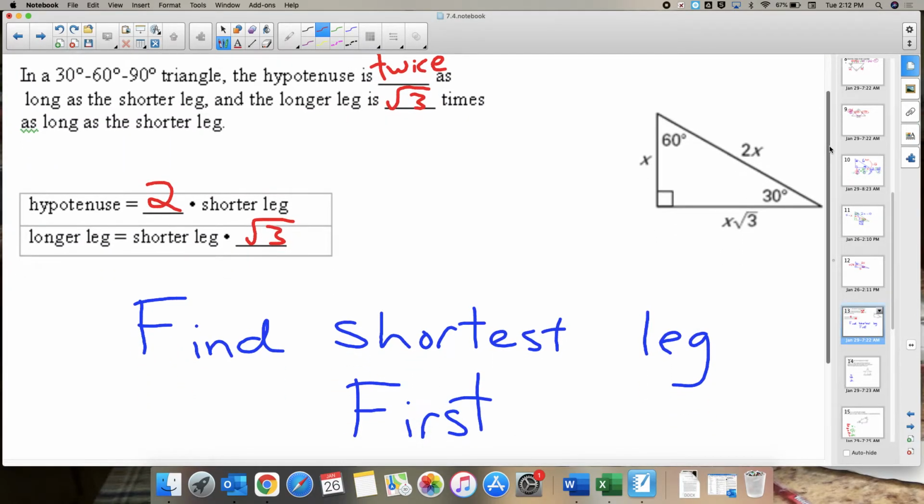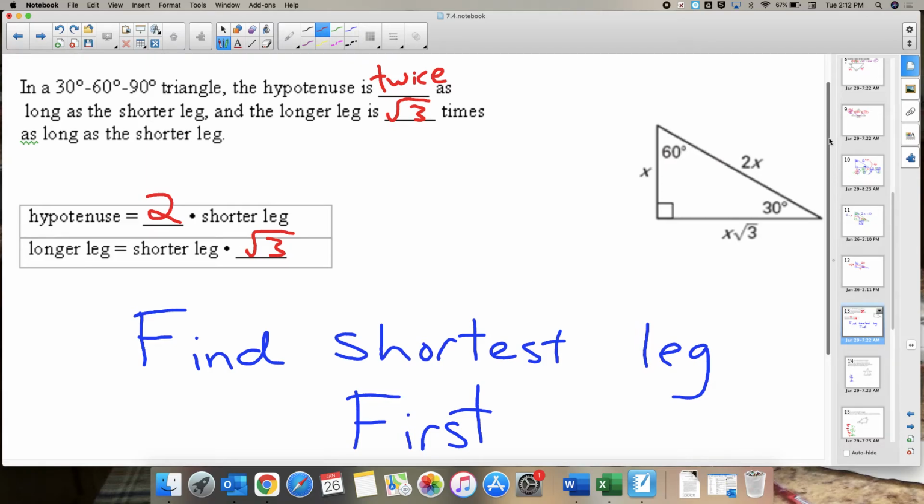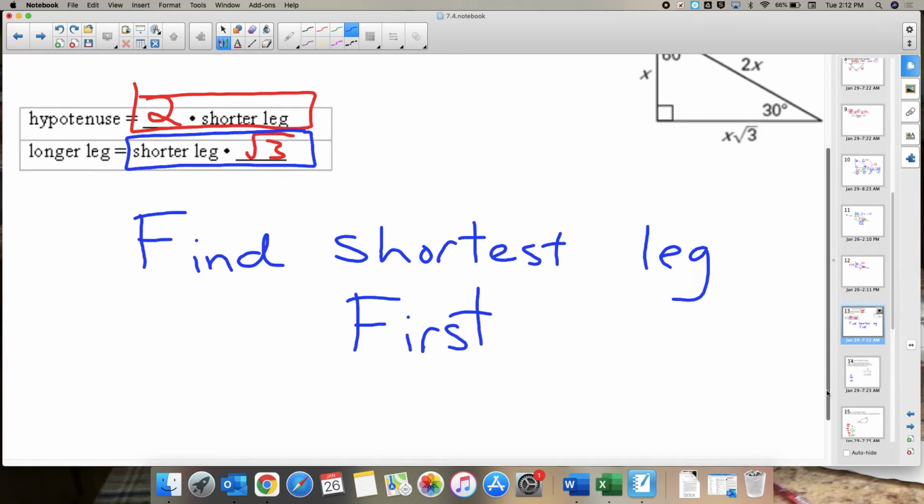It says in a 30, 60, 90 triangle, the hypotenuse is 2 times as long as the shorter leg. So that's why we call it 2x. And the longer leg is the shorter leg times the square root of 3. That's why we called it x times the square root of 3. Now, in these problems, the 2 examples we've done so far, I gave you the shortest leg. If they don't give you the shortest leg, we must find it first. We'll talk about what that means here as we go through some of these problems.